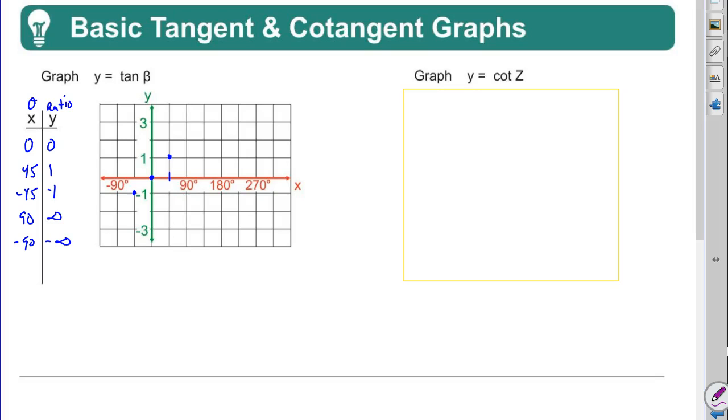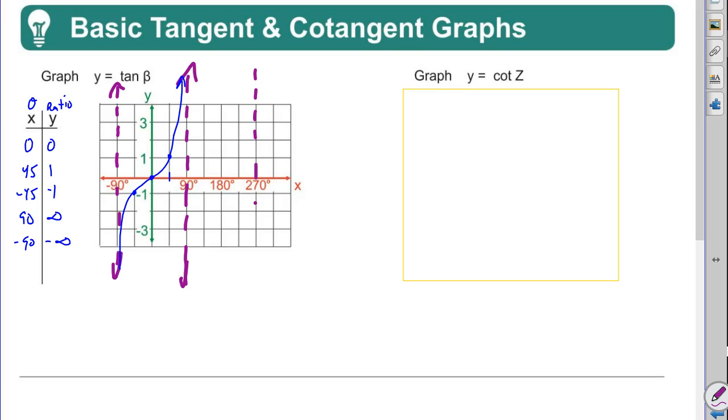And what you have with the tangent is asymptotes at negative 90 and at 90. And so your tangent function is going to go between. So it comes from negative infinity, passes through negative 1, 0, 1, and goes up to positive infinity. There's your tangent function. And the tangent is going to repeat itself every 180 degrees.